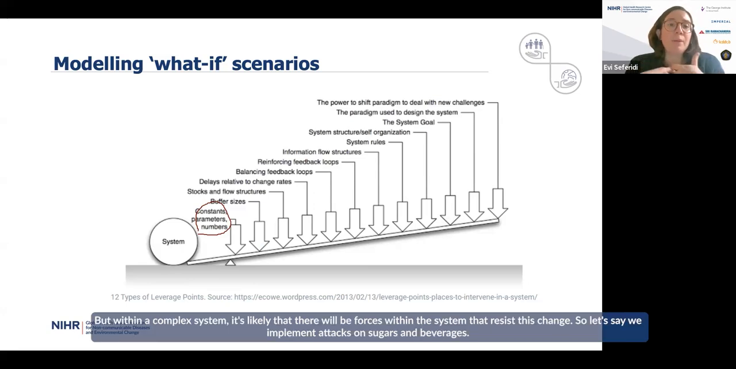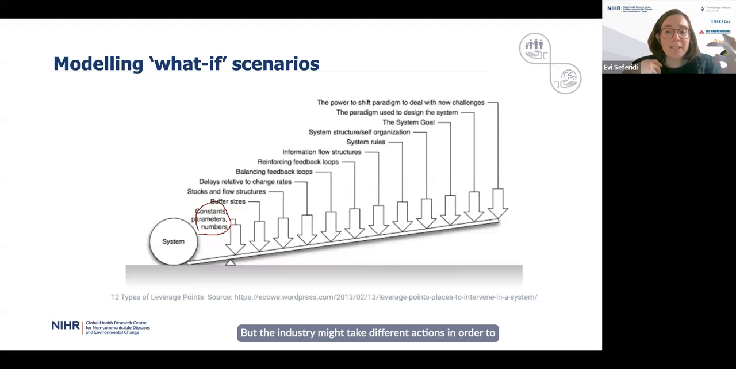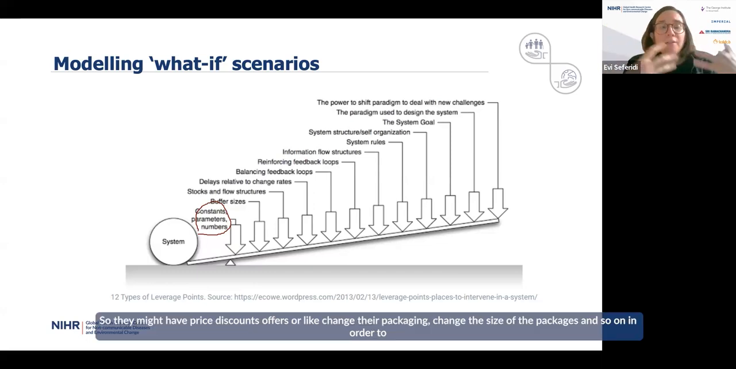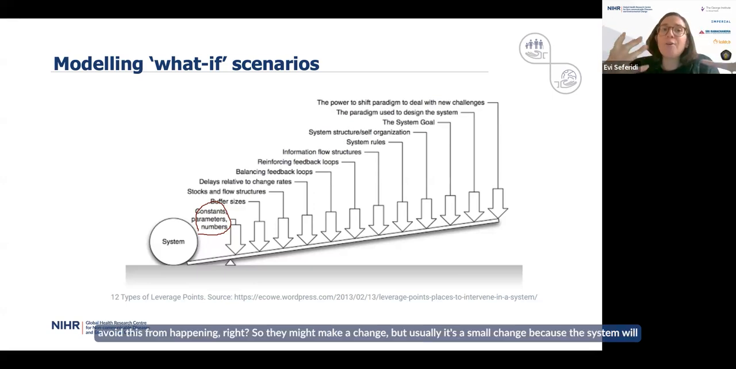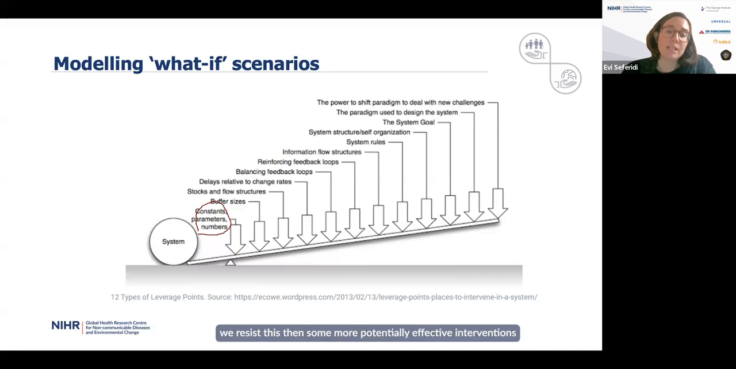But within a complex system, it's likely that there will be forces within the system that resist this change. So let's say we implement a tax on sugar-sweetened beverages, but the industry might take different actions in order to counterbalance this potential decrease in their sales, right? So they might have price discounts, offers, or change their packaging, change the size of their packages, and so on, in order to avoid this from happening, right? So they might make a change, but usually it's a small change because the system will resist this.